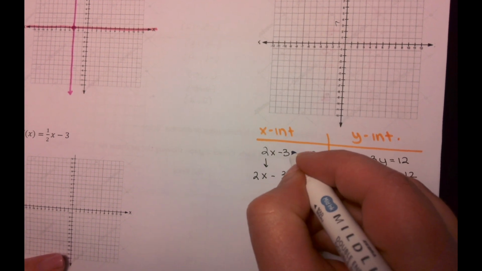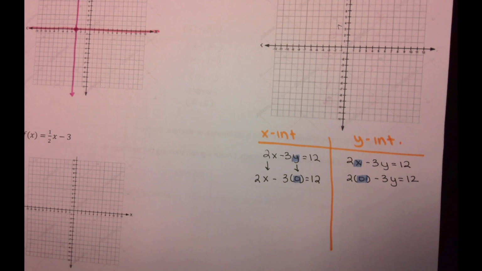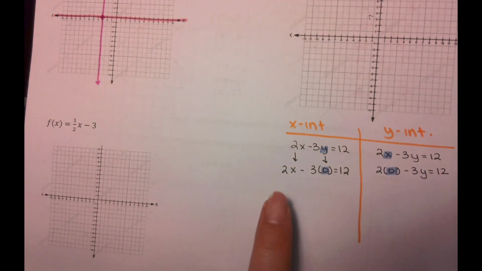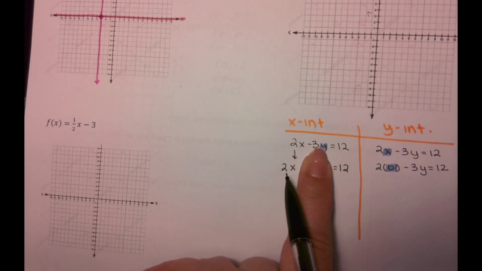So be careful here. Y is 0, x is 0. It's kind of opposite. We want the x, so we make the y 0. We want the y, so we make the x 0. The trick here is to take your finger and cover up, like that. So we cover it up, and we're left with 2x and 12.